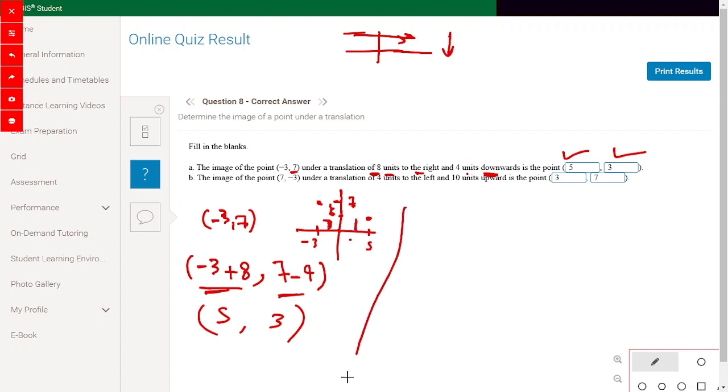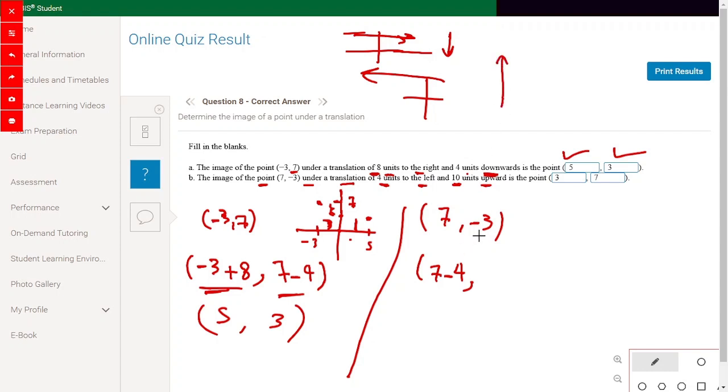Okay. Now let's take the second question. The point is 7 and minus 3. Under the translation of 4 units to the left. 4 units to the left, so that means I'm moving this side. It will be minus, so 7 minus 4 units, because I'm moving to the left. And 10 units outwards. 10 units outwards. So it was before minus 3.